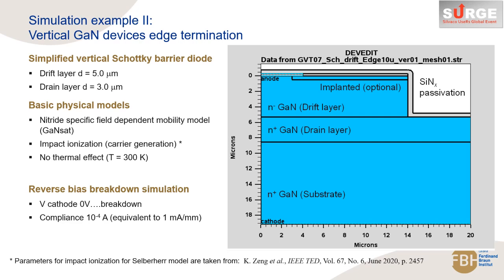For the simulation, we use the following physical models. For mobility, the nitride field-dependent GaN-SAT model for electrons is chosen. We use the Zeller impact ionization model for carrier generation. It simulates avalanche breakdown. Here, since we simulate off-state conditions, no large power is dissipated, therefore thermal effects were neglected. We simulated the output current under reverse bias condition until compliance of 0.1 milliamp.